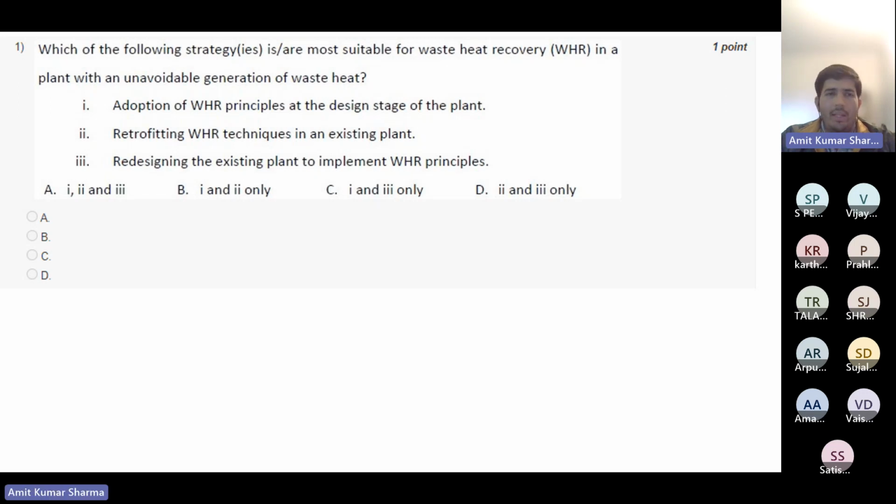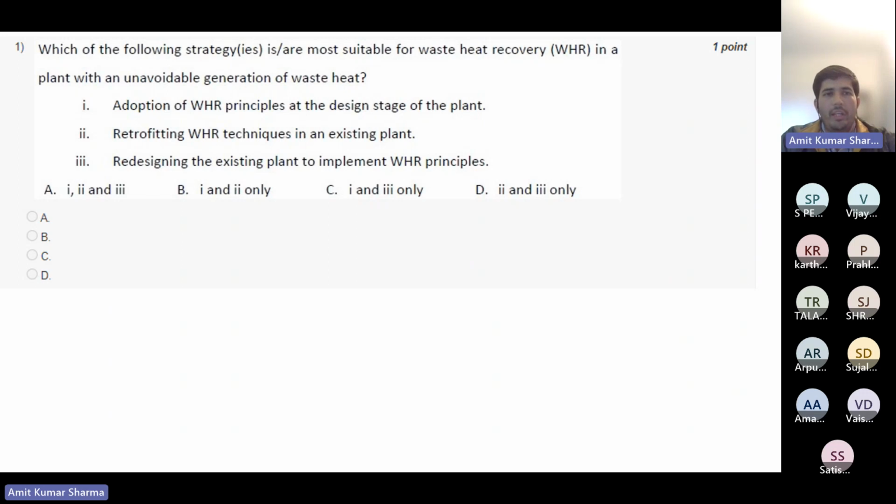Suppose we are having an existing plant. Now we think we can use waste heat recovery, because in the market there is a new technology that is very good. So we can install that technology, so we can retrofit that. We don't change the design. The plant is the same. We are just installing a new system for waste heat recovery. That is also good. The third option, redesigning the existing plant to implement WHR principle.